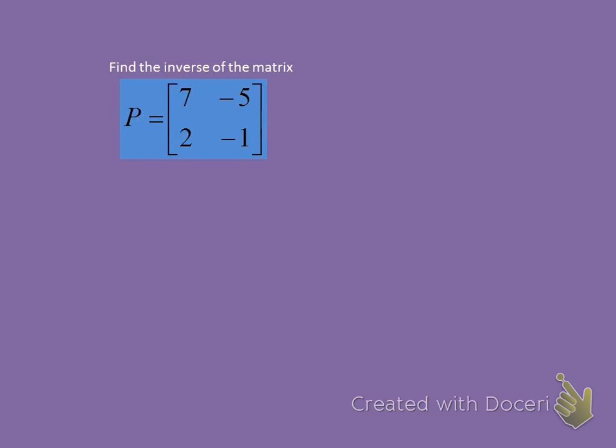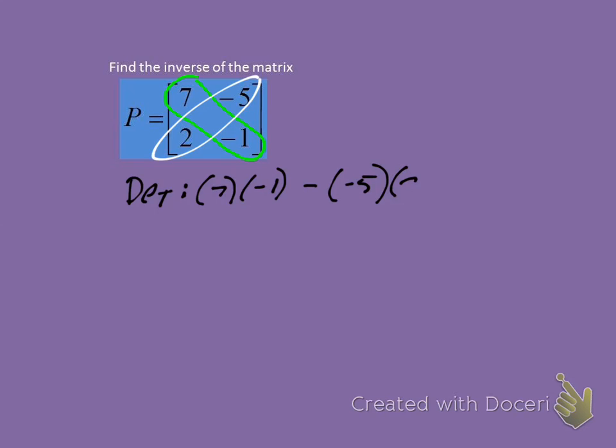Your first step, find the inverse of that matrix. Or not the inverse, sorry, the determinant. Find the determinant of this matrix. Okay, so we're going to take A and D, which are those two. 7 times -1 minus BC, -5 times 2.